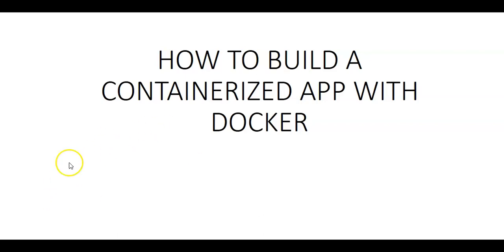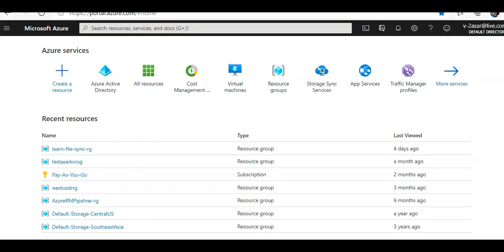Let me just quickly log on to the portal and take it from there. Okay, make sure that you have Docker and Git installed locally. And to retrieve an existing Docker image and deploy it locally, we'll use these tools.